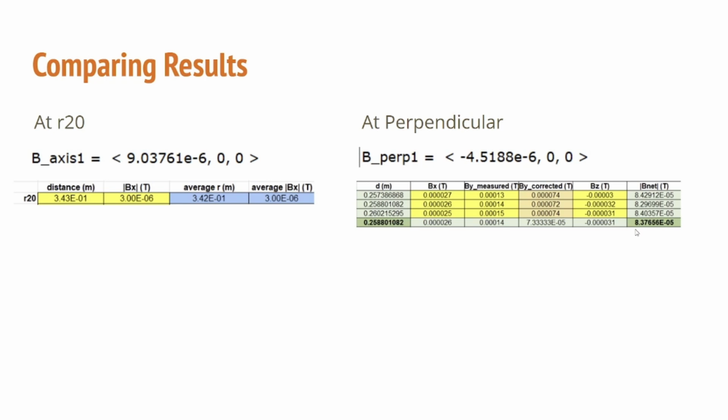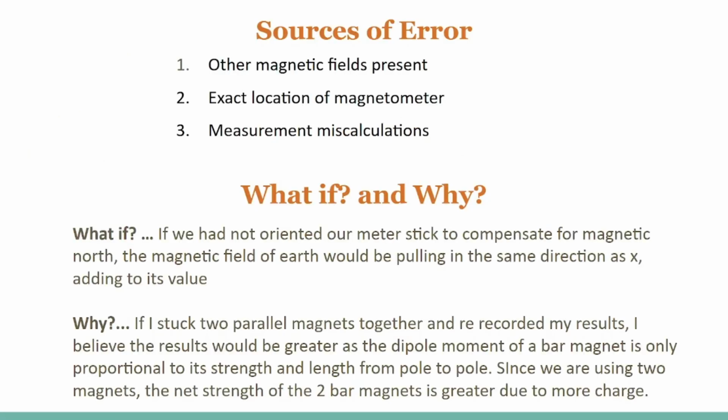And then at the perpendicular, our results were a little bit more off, comparing this absolute value to this absolute value right here is clearly off by a factor of 10 or so, I guess 20, which once again we'll get into the sources of error now. So the main sources of error are that other magnetic fields were likely present. We noticed during our calculations that there were a lot of wires running under the tables and a lot of outlets under the table that we were doing our testing on, which obviously would mess with our results.